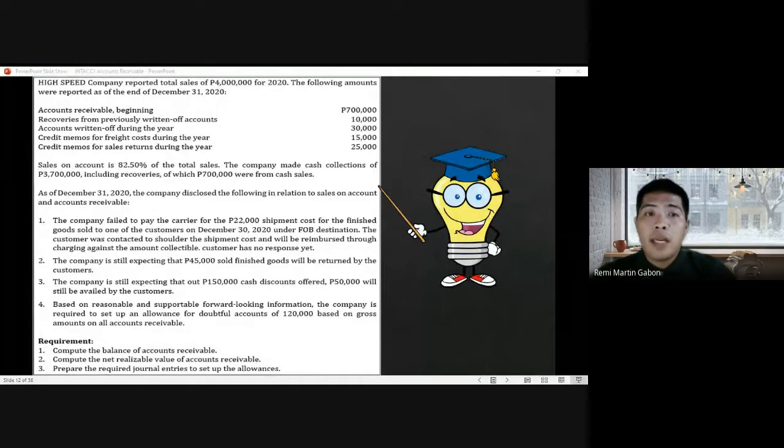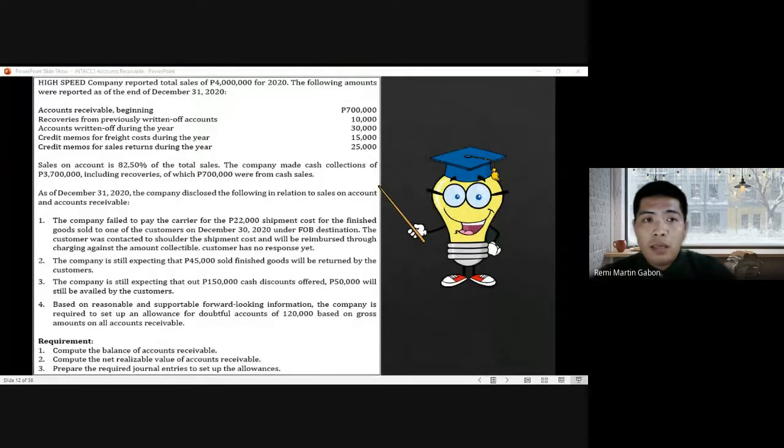But our credit, since there's no confirmation yet of the shouldering of the freight cost by the buyer, we set up an allowance, anticipating that the buyer may agree in shouldering the freight. So we credit allowance for freight cost or freight charges.